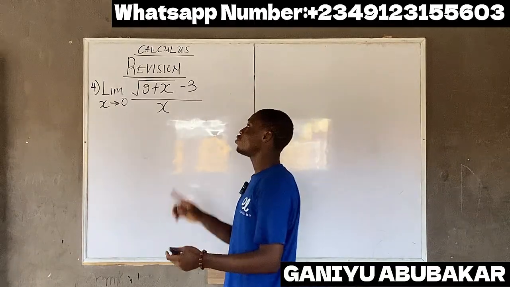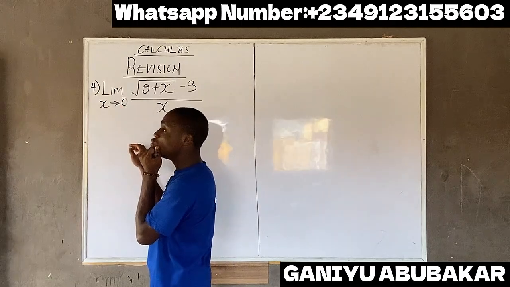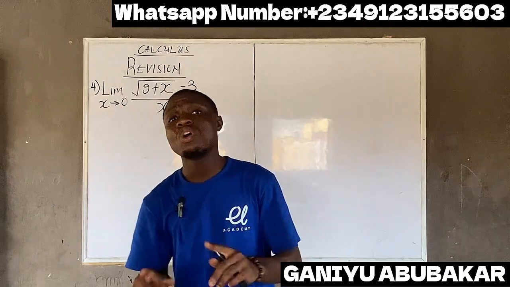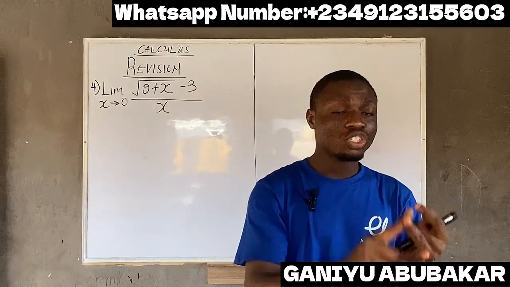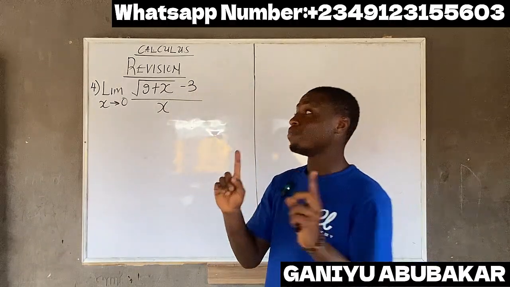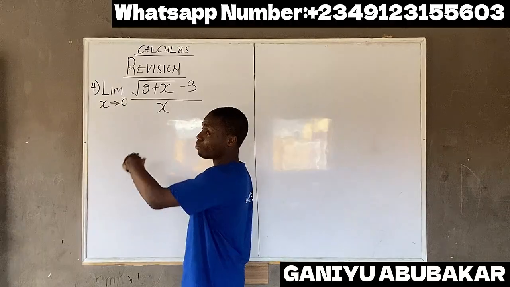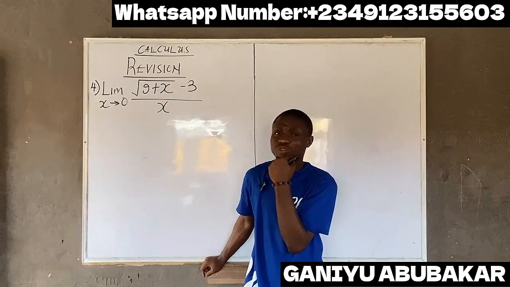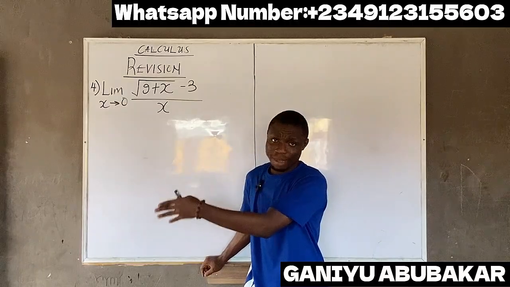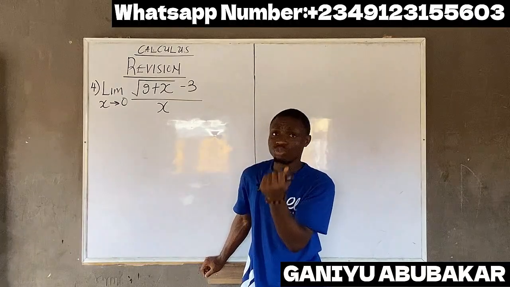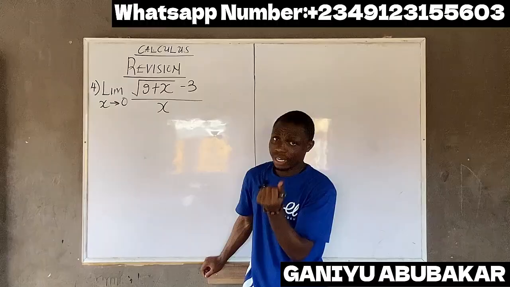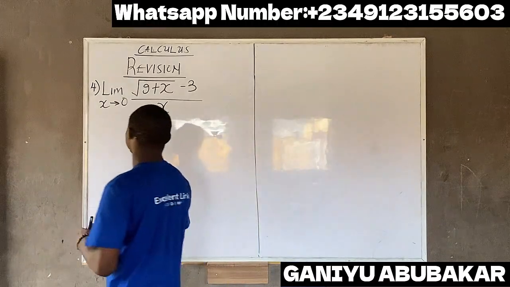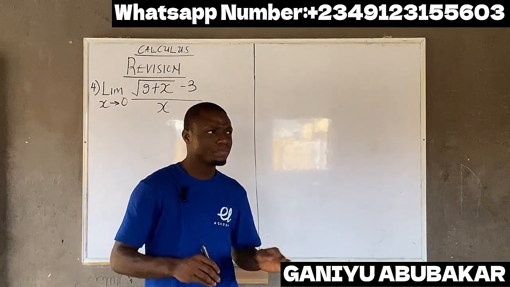I said when it comes to limits and you have a root either up or down, whichever way it appears, what comes to mind? Rationalization. In our previous example, I said whenever you have limits with infinity as your x, what comes to mind there? Divide by the highest power. In a case like this, when you have a root either up or down, what comes to mind? You have to rationalize. So at this junction, I will rationalize.